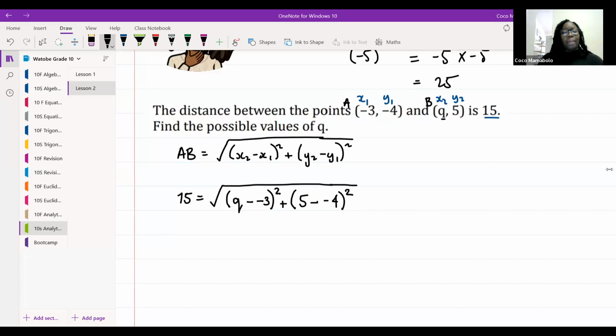And then we're just going to clean it up a little bit. Let's clean it up on the inside. I'm going to get 15 is equal to the square root of Q, negative will give us positive. So I'll end up with Q plus 3 squared. Yes, we need to put the two negatives because we're multiplying them together and they're going to give us a positive answer. Plus, open brackets, 5 minus negative 4, a negative and a negative will give us a positive. So this is actually 5 plus 4, guys. 5 plus 4, which is 9 squared.